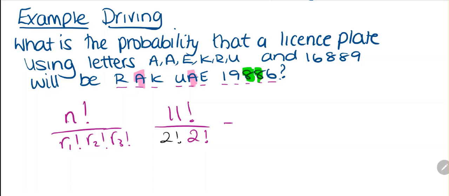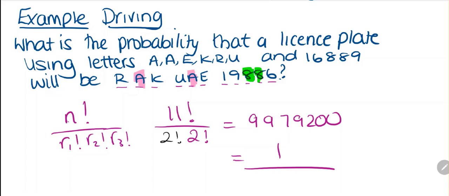So if we work this out, there's 9,979,200 possible combinations. So the probability will be 1 over 9,979,200.